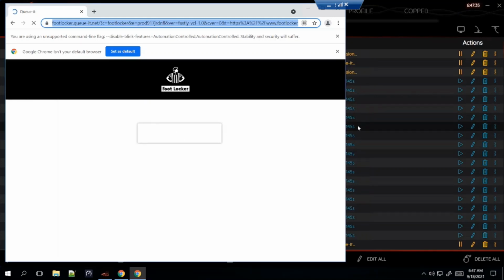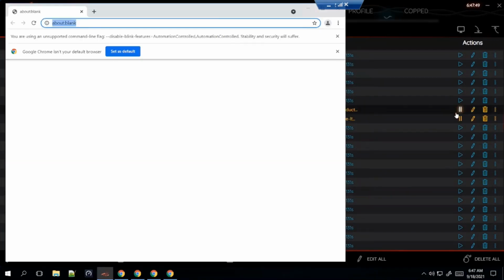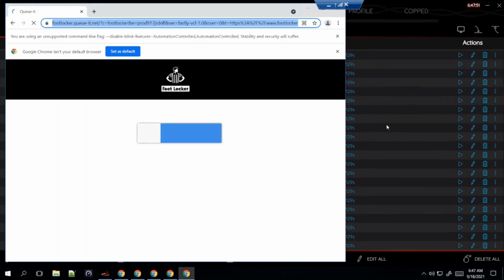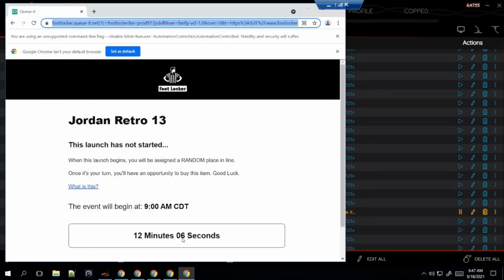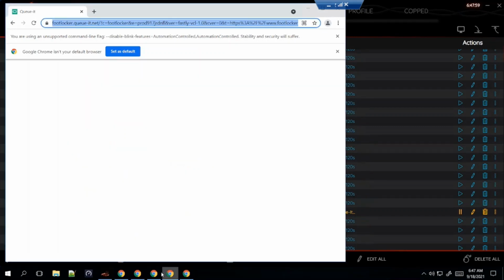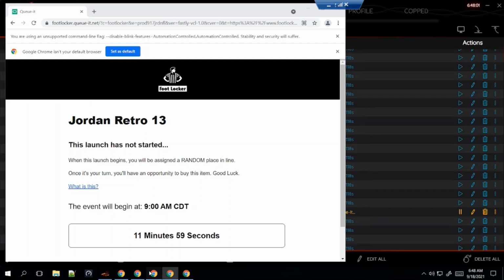I don't know if this is a new thing with NSB or if Footsites only did that because the shoes were bricks, but I don't know. It did take a while for the browsers to load. It just showed a white screen for a while, but eventually they all did load in, as you can see right there. All five browsers show the same thing. So that's what you like to see. That's how you know you're in the queue.